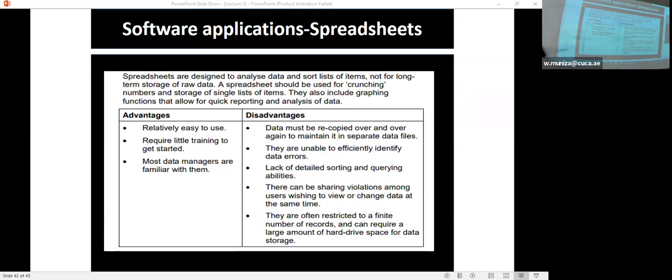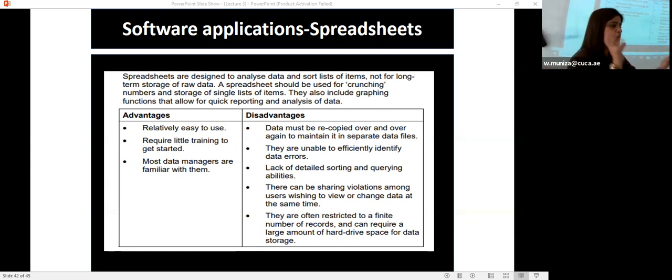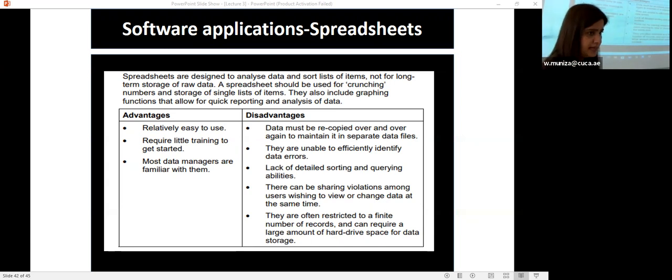So they are explaining the spreadsheets for the first time. What is spreadsheet? Spreadsheets are designed to analyze data and sort lists of items, not for long-term storage of raw data. A spreadsheet should be used for crunching numbers and storage of single list of items. Students, if you do bring the Excel spreadsheet in your mind, you can see that whenever we have to solve different kinds of things, we do use Excel spreadsheets. Arithmetical functions are very easy to be performed with the help of those spreadsheets. Sorting of the data is very easy to be done. If we do want to have a look at the maximum or the minimum limit, we can do it with the help of the spreadsheet. So number crunching is very easy with the help of spreadsheet.